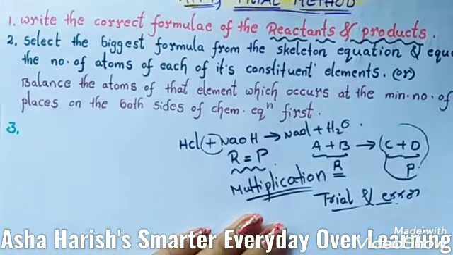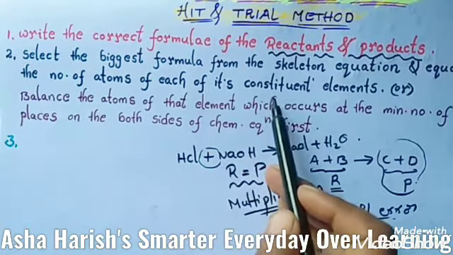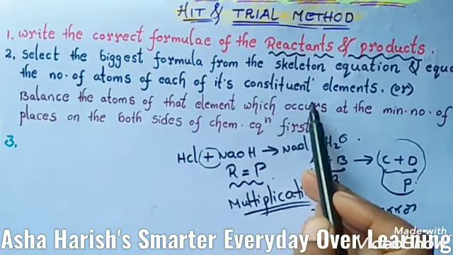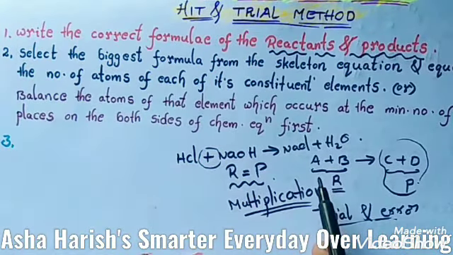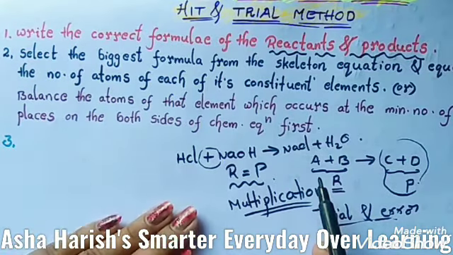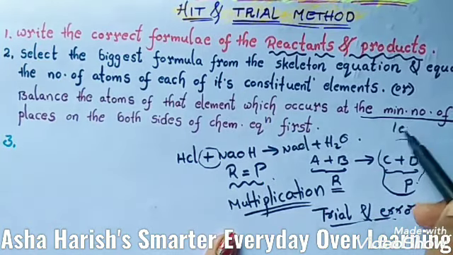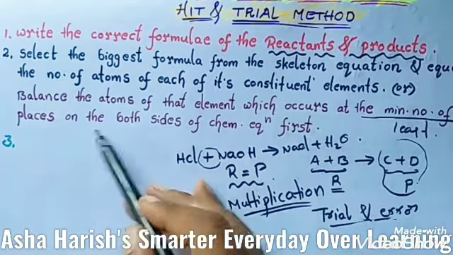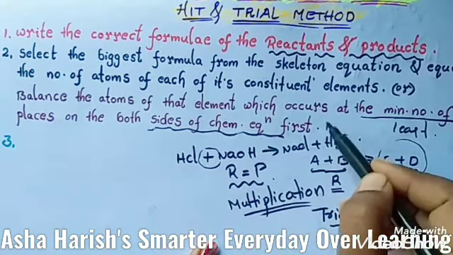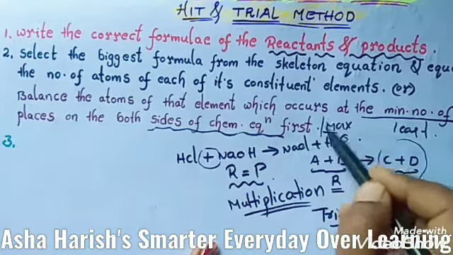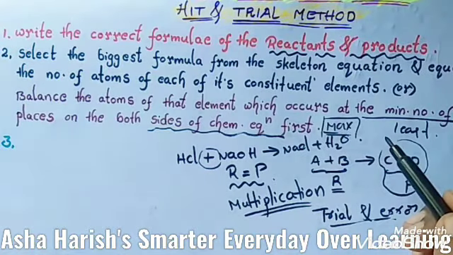Now, in step 2, what you have to do is balance the atoms of that element which occurs at the minimum number of places on both sides of the chemical equation first. Atoms which occur at the maximum number of places are balanced last. The minimum means the least number of atom places on both sides of the chemical equation, you have to balance them first. After that, you look at the maximum number of atoms. Okay, coming to point number 3.